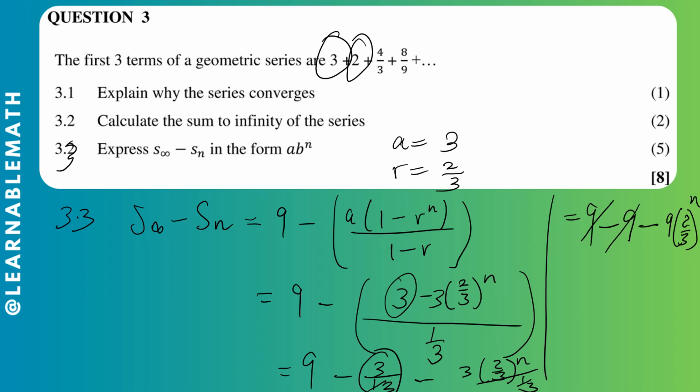So 9 minus 9 will cancel. Did I miss something? I see a negative, so negative multiplying this will be negative. We have to be very careful here. This one won't be negative, it will be positive, because the negative outside will multiply the negative inside, and it changes to positive. So our final answer will be 9 times 2 over 3 to the power n. And you can see we have expressed it in the form a times b to the power n.